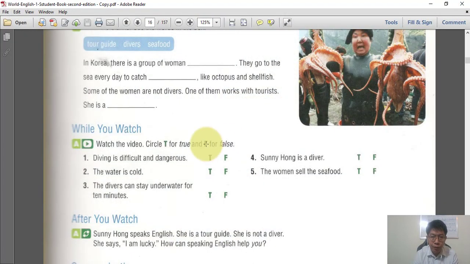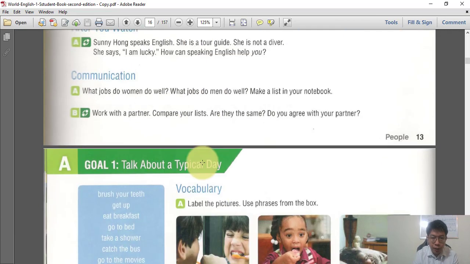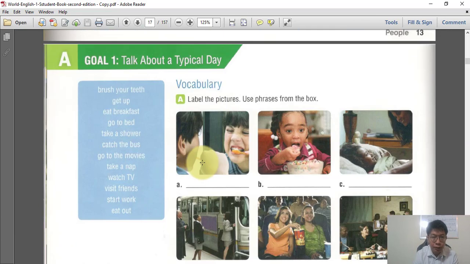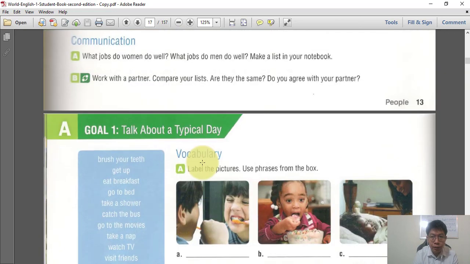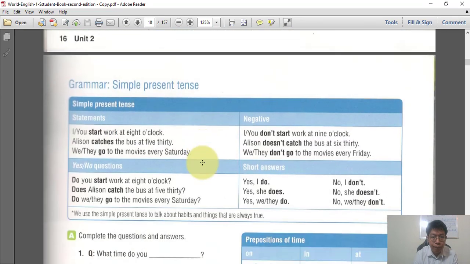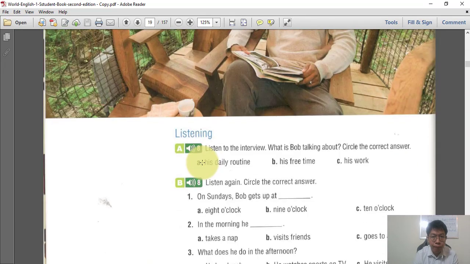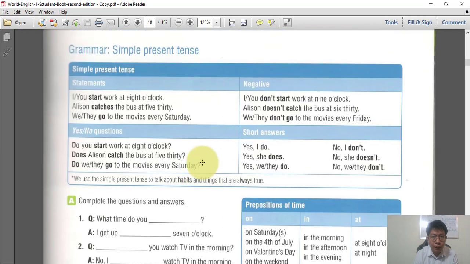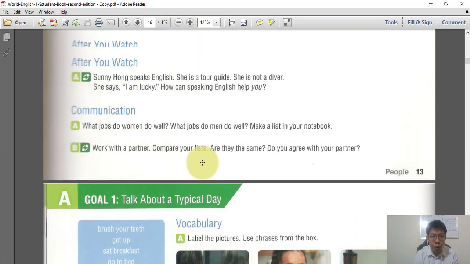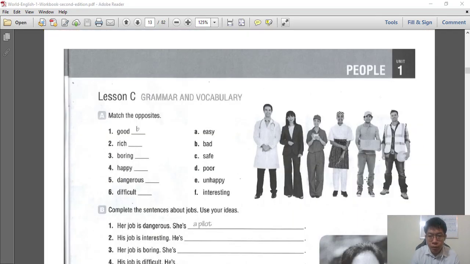So after you watch, please complete the information here, true, false, and complete the gaps, okay? That is the end of the lesson with that listening.